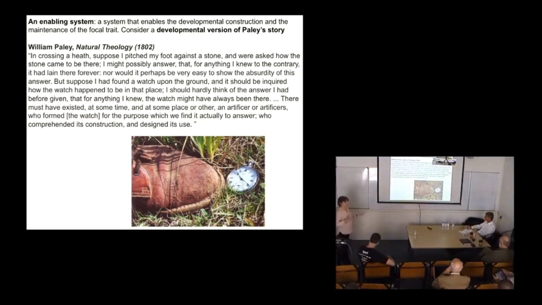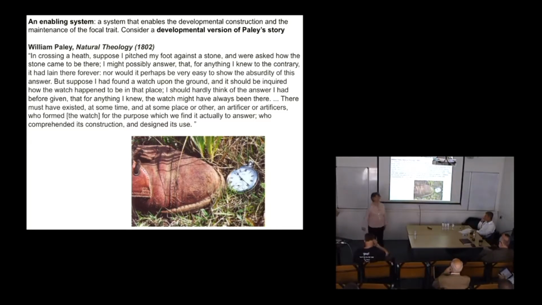So William Paley posed the big question. He said, I'm crossing a heath, suppose I pitch my foot against a stone, and we're asked how the stone came to be there. I will answer, well, maybe it was there forever, and that would not be an absurd answer. But if I found a watch, then I would have to assume that there is a watchmaker. Therefore, there is God. That's the conclusion. And Darwin gave an answer to this question, as we know: no God, natural selection.